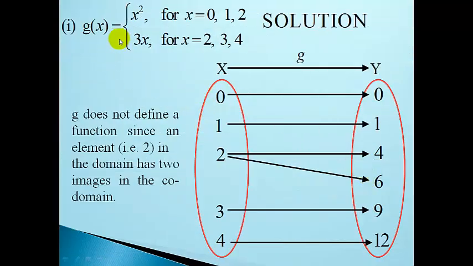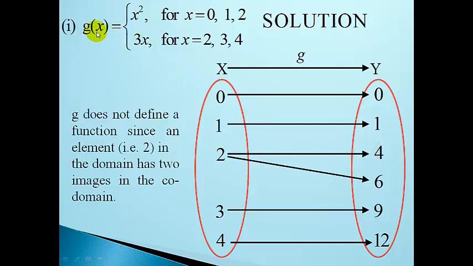Now, considering the example in II, we have g of x equals x squared for x equals 0, 1, 2. Now, when x equals 0, 0 squared is equal to 0. That is why 0 is being mapped to 0. Now, when x equals 1, 1 squared equals 1, so we have 1 mapping to 1. When x equals 2, 2 squared is equal to 4, so we have 2 mapping to 4.